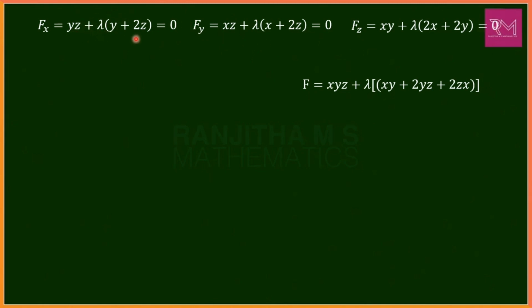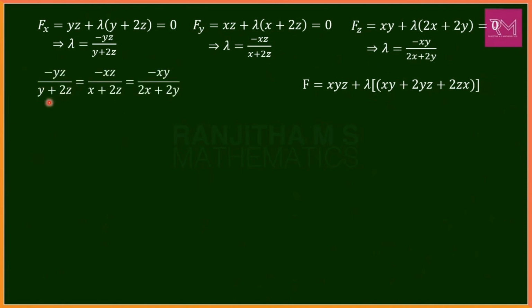Here yz plus lambda into y plus 2z is equal to 0. From that we can take lambda, yz goes to the right hand side, that becomes minus yz, divided by y plus 2z going to the denominator. So lambda is equal to minus yz by y plus 2z. Similarly, for this function, lambda is equal to minus xz divided by x plus 2z. For this function, lambda is equal to minus xy divided by 2x plus 2y. Here we have to write the lambda values carefully. All these values are lambda, hence we can conclude that minus yz by y plus 2z is equal to minus xz by x plus 2z, which is equal to minus xy by 2x plus 2y.